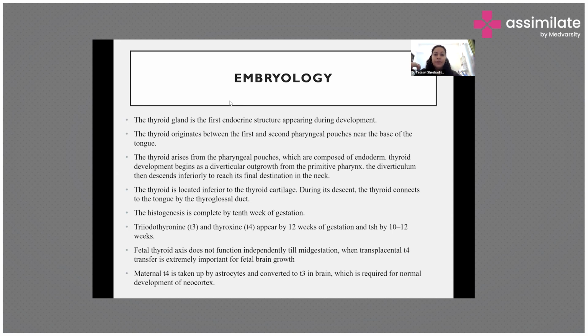The first endocrine structure to appear during development is the thyroid gland. It originates between the first and the second pharyngeal pouches near the base of the tongue. The thyroid arises from the pharyngeal pouches, which are composed of the endoderm. The thyroid development usually begins as a diverticular outgrowth in the primitive pharynx. The diverticulum then descends inferiorly to reach its final destination.